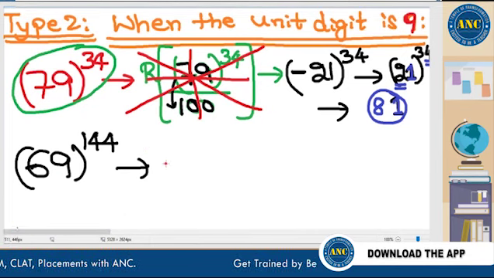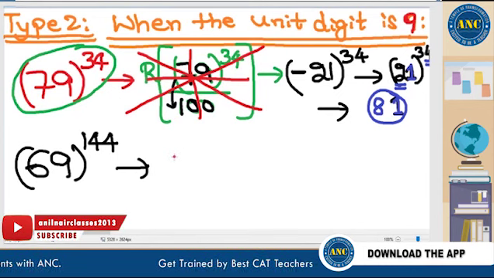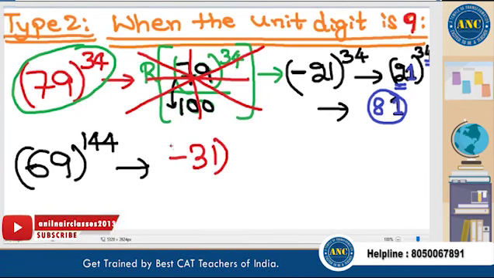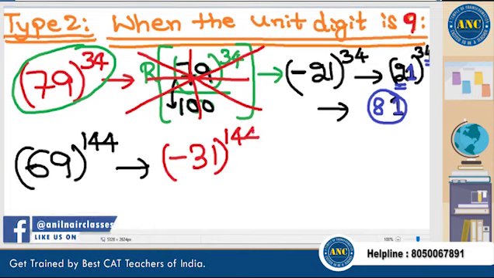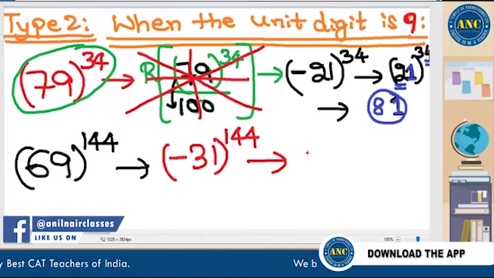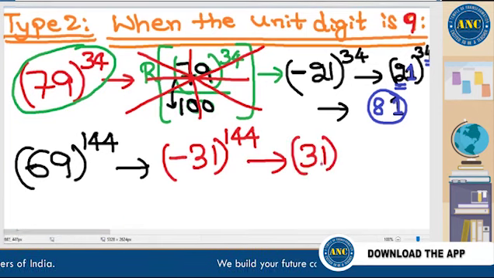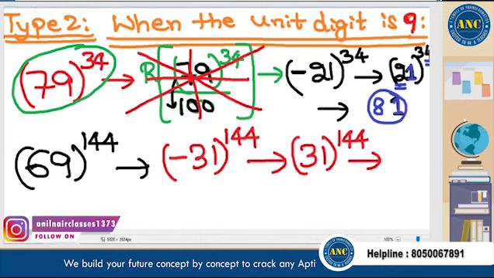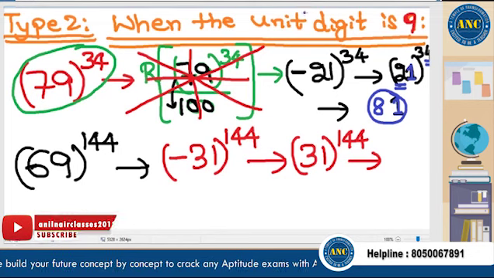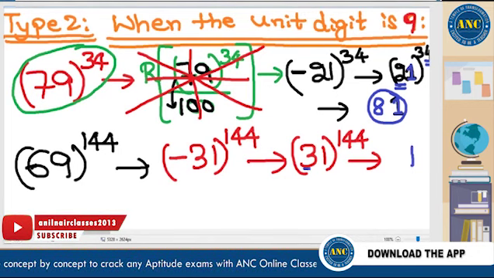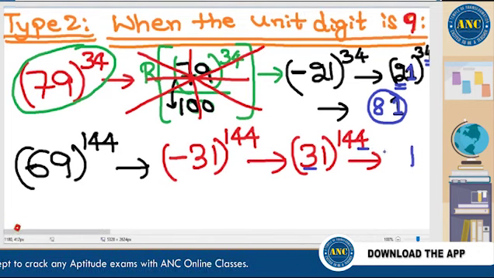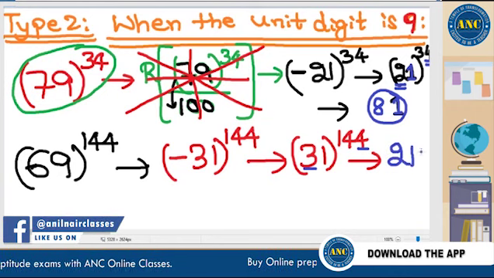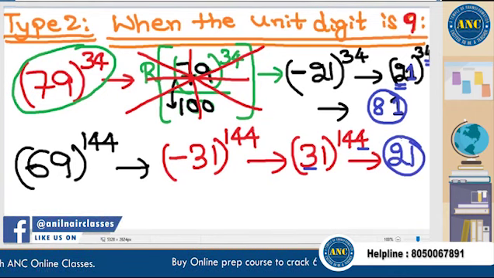69 by 100. That means 69 minus 100. The negative remainder is minus 31 to the power of 144. A negative number to an even power is positive. It is 31 to the power of 144. 31 power 144 is type 1. Simplified, 1 power any number is 1. 3 into 4 is 12. In 12, what is the unit digit? 2. The answer should be 21. As simple as that. Do not break your head too much.